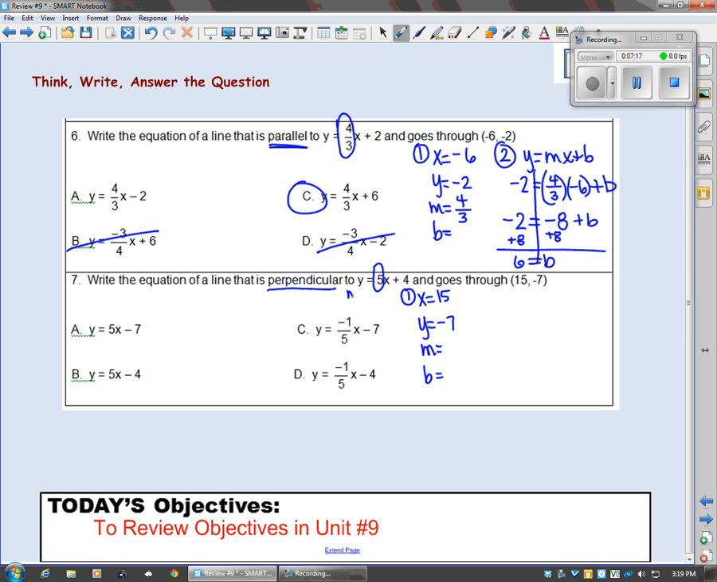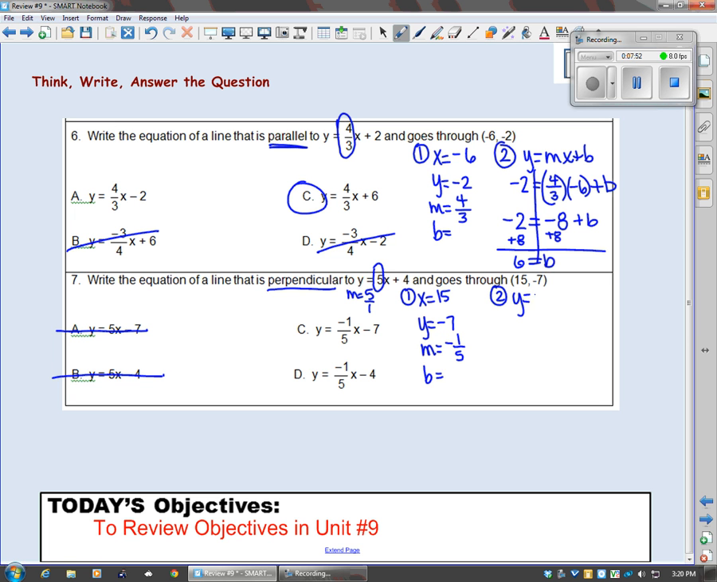The slope of this line is 5, but be careful. They want a perpendicular slope. So if I have a slope of +5/1, then the perpendicular slope should be -1/5. So be very, very careful. Okay, so that means A and B cannot be the correct answers. So I just need to see, is my y-intercept -7 or is it -4?